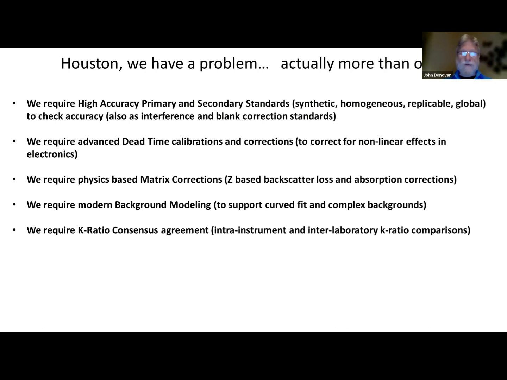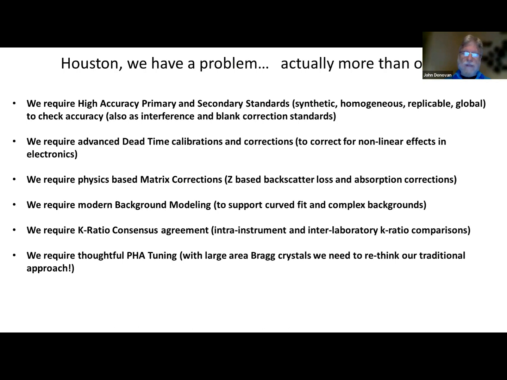And we need K-ratio consensus. First of all, do the different spectrometers on my instrument agree with each other? And if they do agree with each other, do they agree with other instruments in other laboratories? The K-ratio consensus project, which Nicholas Ritchie has started, will answer that question, because science is about consensus. And we need to think about the way we've been tuning PHAs. With these high count rates, we may need to modify the approach. I mentioned that a little bit in the break.